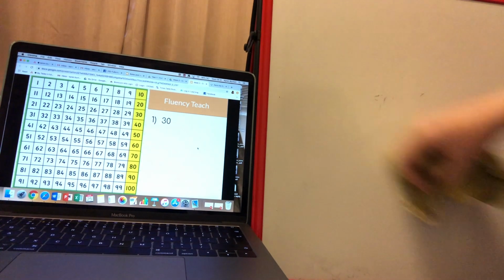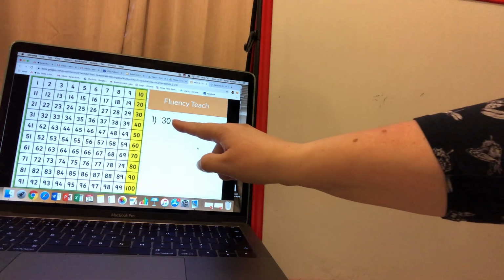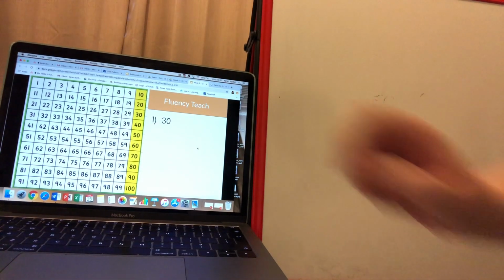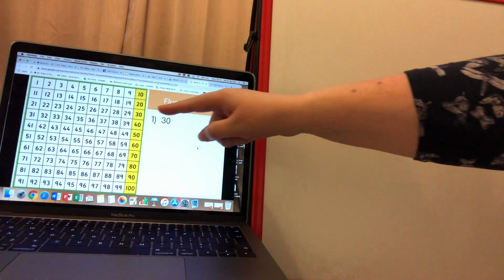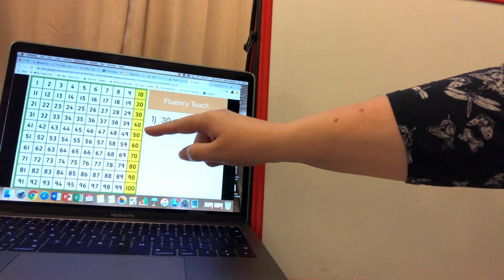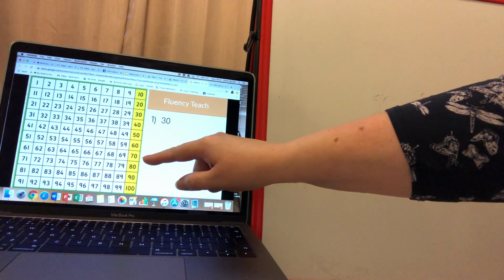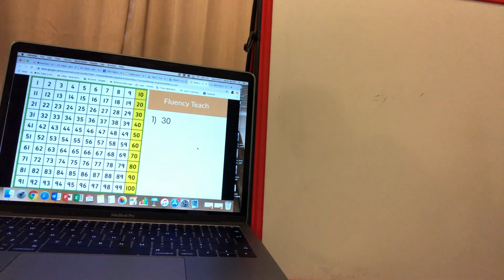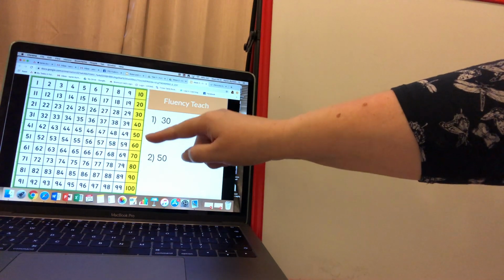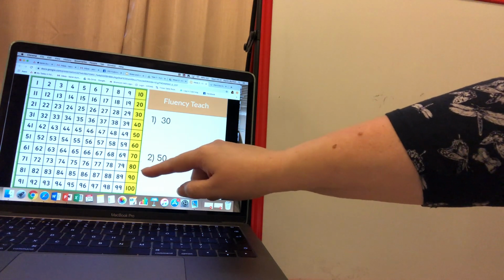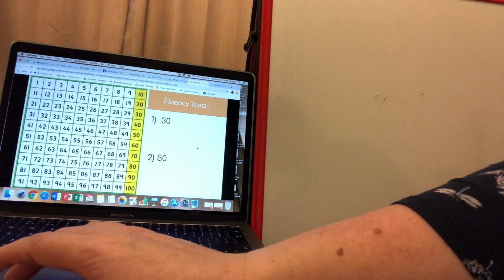Okay, so what we've got to do is, in the question, there was one multiple of 10 written down. This one is 30. So we've got to find that on the 100 square on the screen and then carry on from that number counting in tens like this. 30, 40, 50, 60, 70, 80, 90, 100. Question 2 wants us to start on 50. There it is, 50, 60, 70, 80, 90, 100.